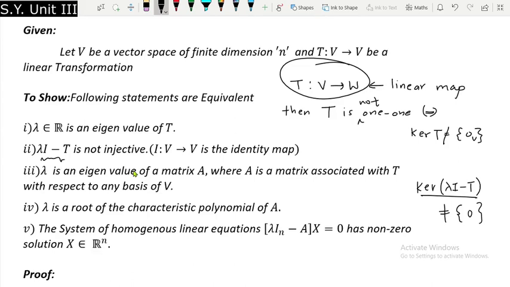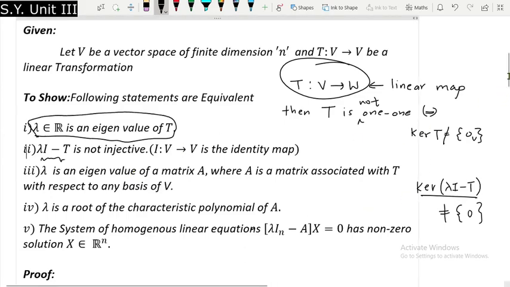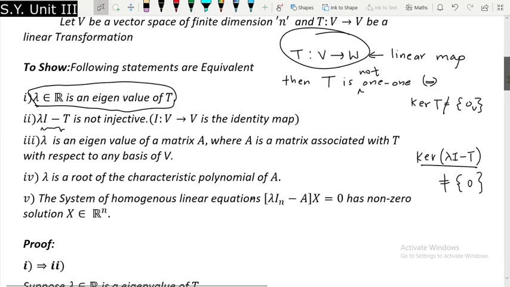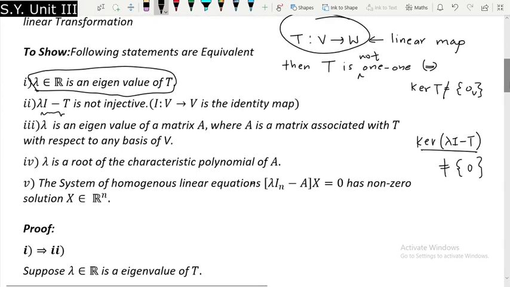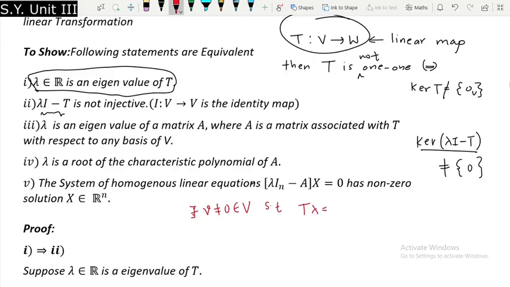So first of all I will say, let lambda be an eigenvalue of T. Once I assume this, then what will it imply? Since lambda is an eigenvalue of T, therefore we can say there will exist some V not equal to 0 belonging to V such that T of V will be equal to lambda multiplied by V. This will happen.